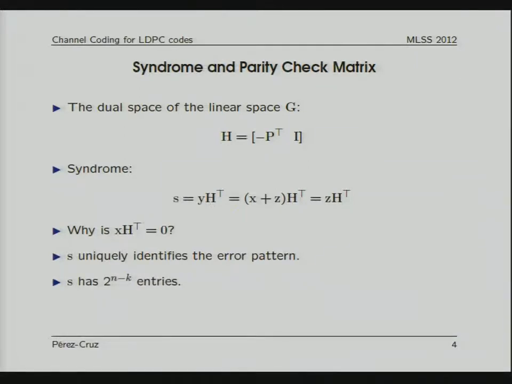Again, the syndrome uniquely identifies the error pattern that we're looking for. But again, it's an exponential table. We'll have 2 to the k entries, and as k and n grow with a fixed rate, it becomes exponential. So it's not really going to give us a solution.